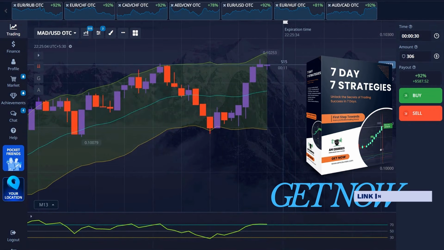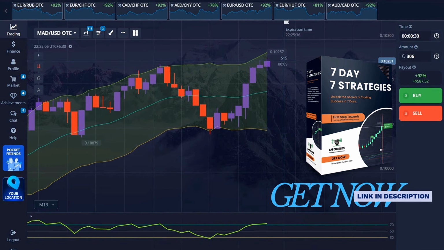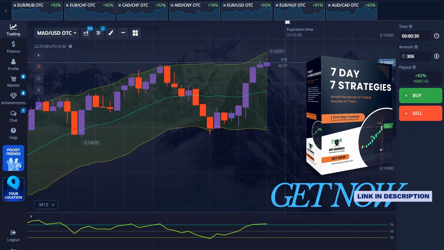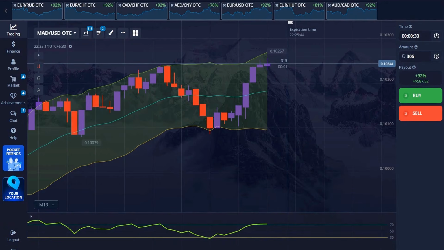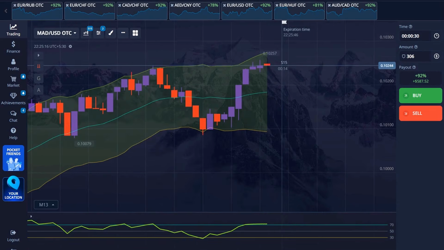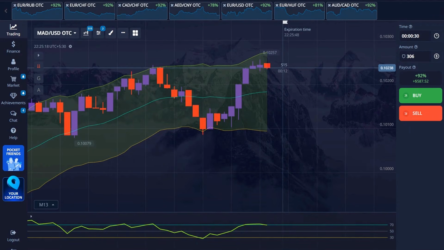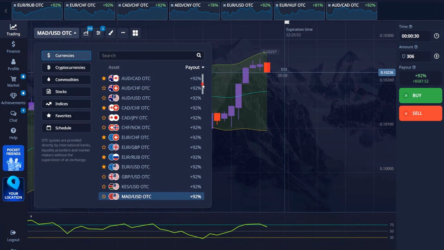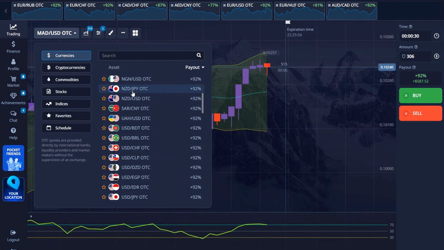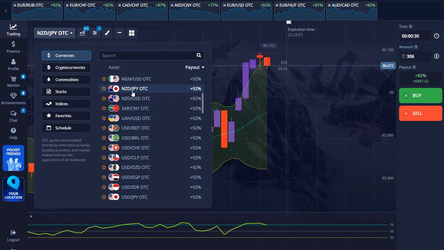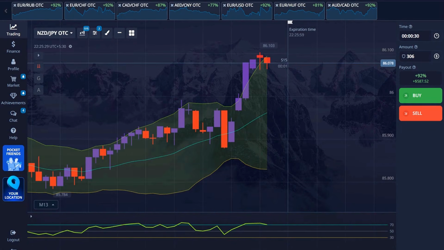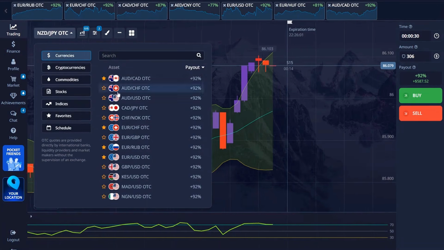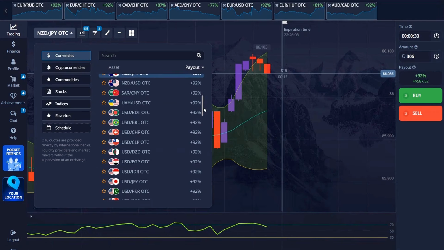In today's video, I'm going to show you a powerful and easy strategy that helps you spot and avoid OTC traps while trading in the OTC market on PocketOption. The best part? You only need two simple indicators, Bollinger Bands and the Relative Strength Index, RSI, and this method works on other binary trading platforms too. Stay with me till the end of this video because I'll be sharing the exact indicator settings and the step-by-step entry rules that make this strategy so effective.